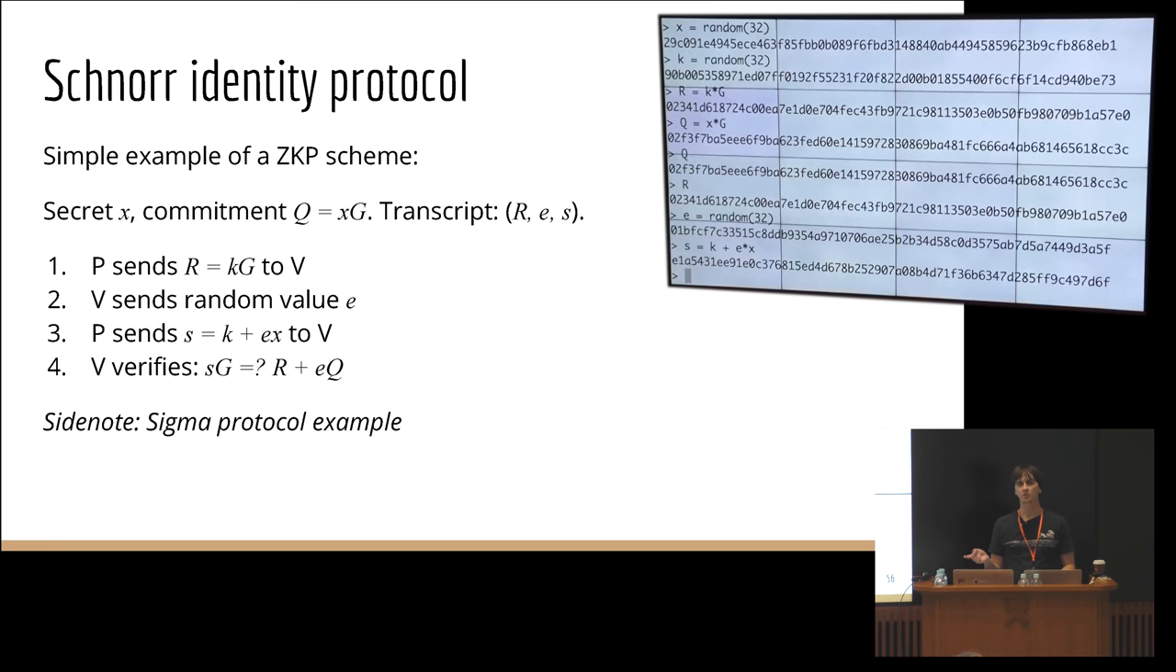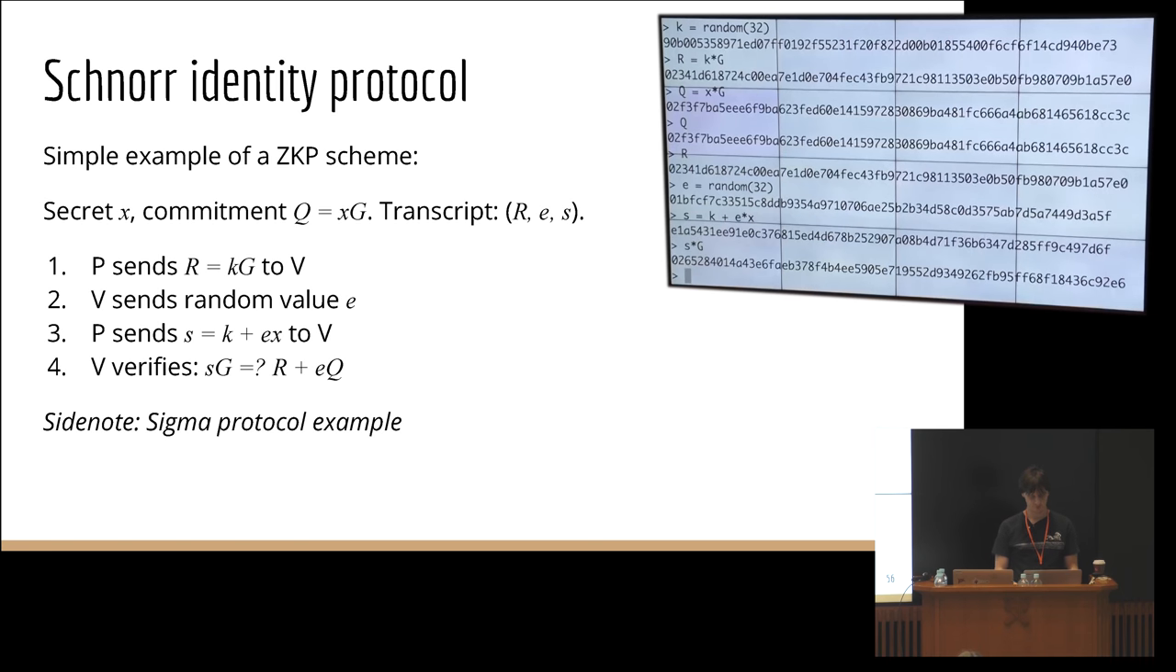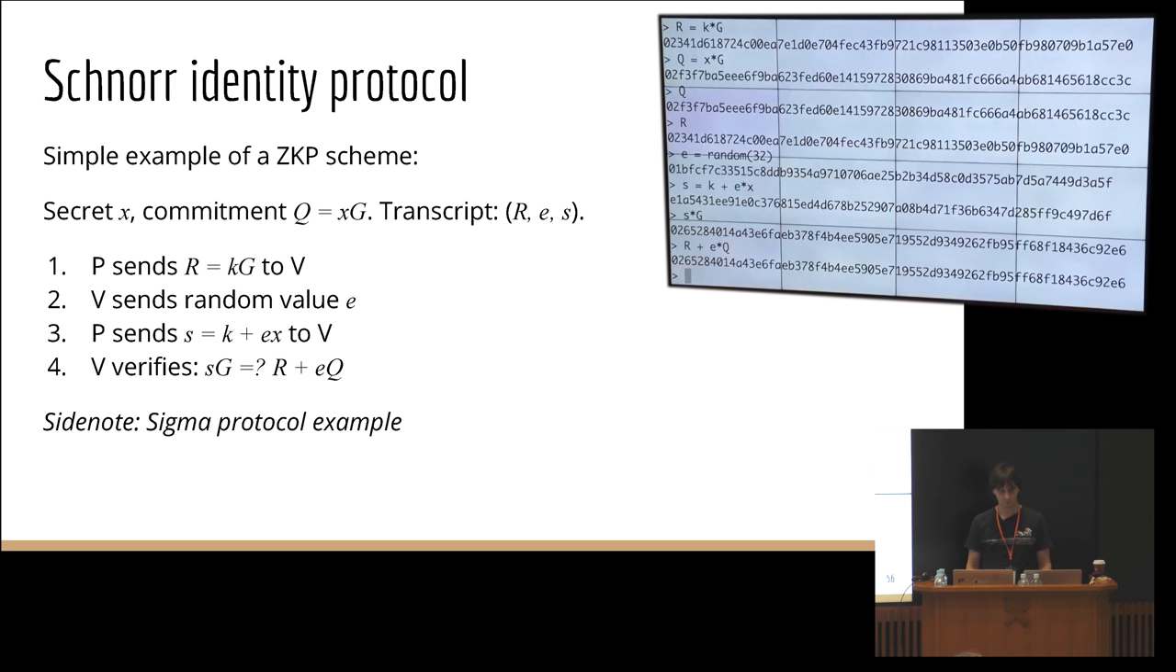So if everything is working according to plan, S times G should give the same value as R plus EQ. Okay, let's try. S times G and R plus EQ. Look at that. That worked. So Schnorr is not broken. That's good.